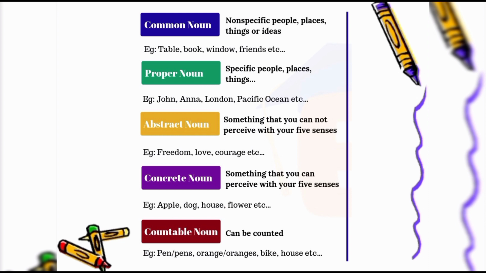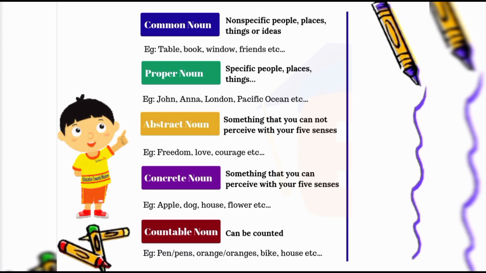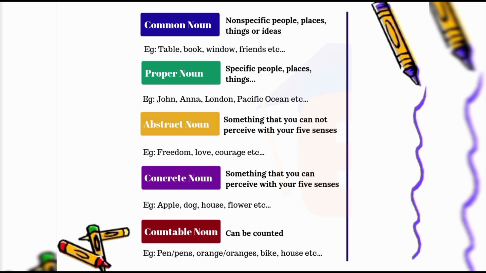For example, a person's name, like John, Anna, London, Pacific Ocean, etc. Abstract nouns cannot be touched or seen because they represent things that are intangible, like emotions or qualities, for example, freedom, love, courage, etc. And vice versa are concrete nouns. Now, countable nouns that can be counted.